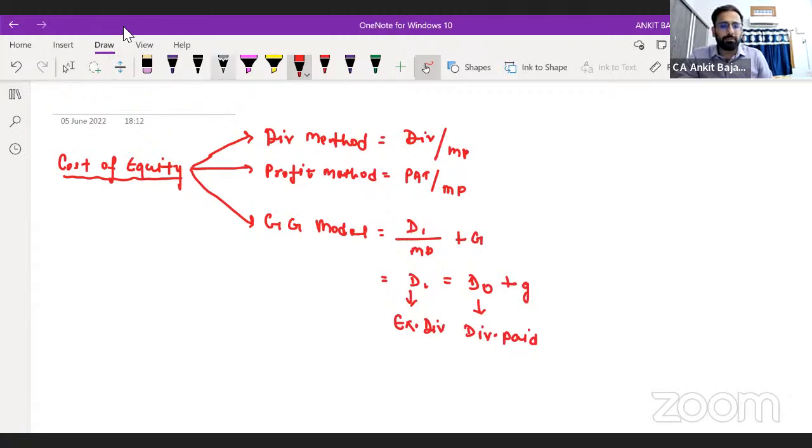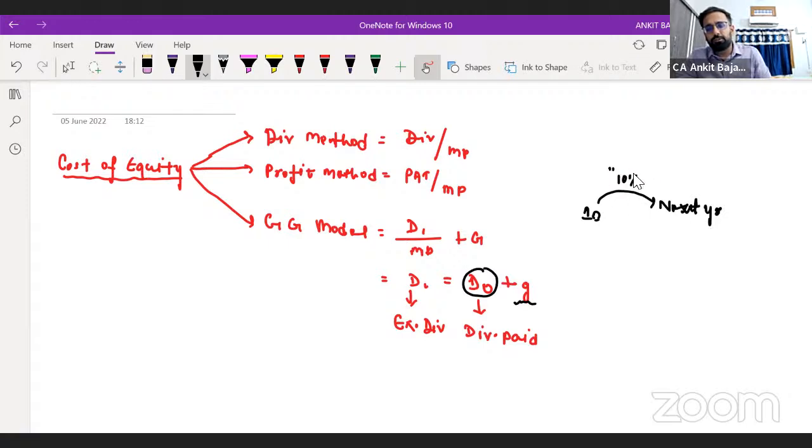If you want to calculate expected dividend, you take the past dividend which the company has already paid and add the growth to it. Let's suppose last year the company paid a dividend of 10 rupees, and in future the company will give growth of 10%. To decide how much dividend the company will give next year, you add 10%, so 10 plus 10% is going to be 11 rupees. So here we need D1.